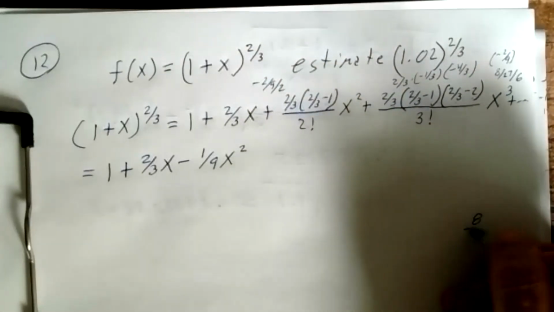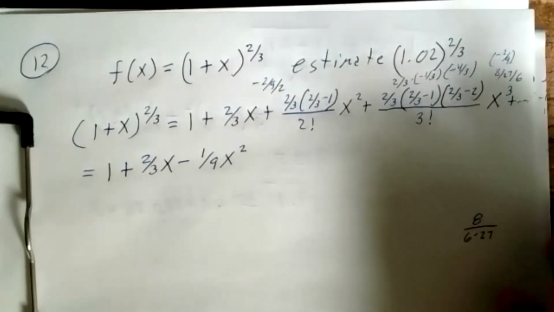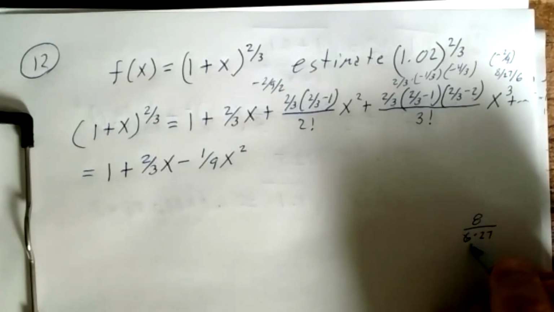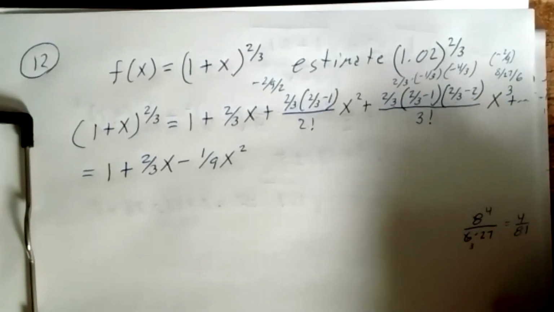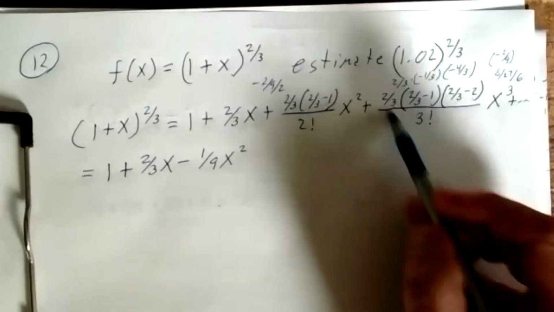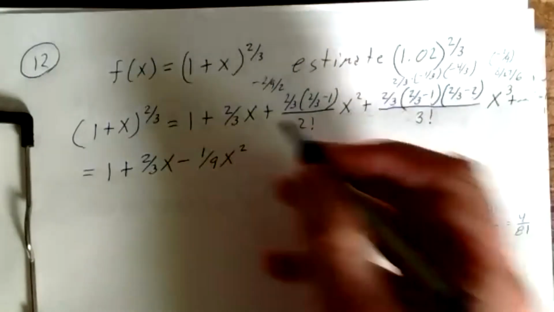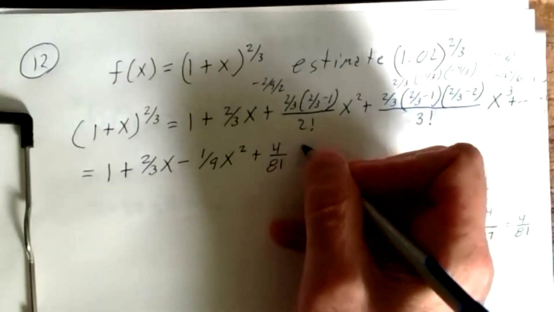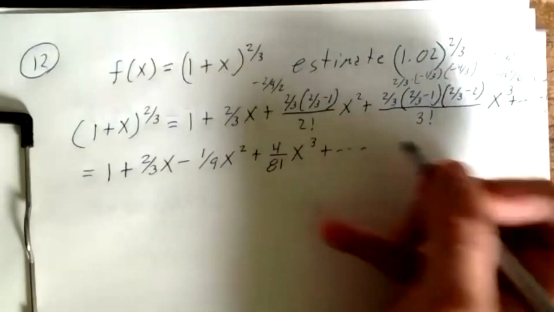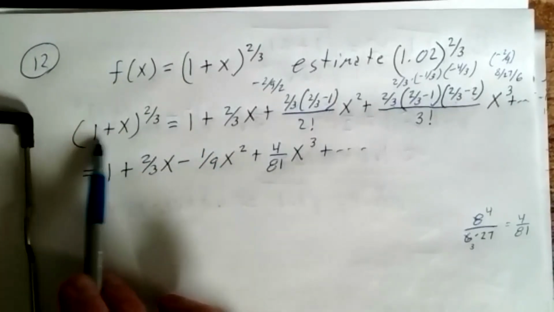Which is going to be 8 over 6 times 27. 2 divides into 6 three times, and divides into 8 four times. So we're going to have 4/81. There you go. So all of this evaluates to 4/81, at least that's what I'm getting here. So therefore we have plus 4/81 times x cubed. There you go. So this is the power series expansion, the first 4 terms, for (1 + x)^(2/3).